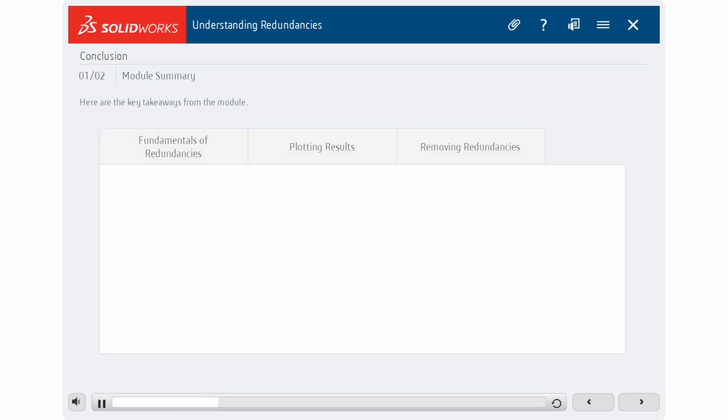You've reached the end of the module, Understanding Redundancies. Here are the key takeaways from the module. Click each tab to learn more.